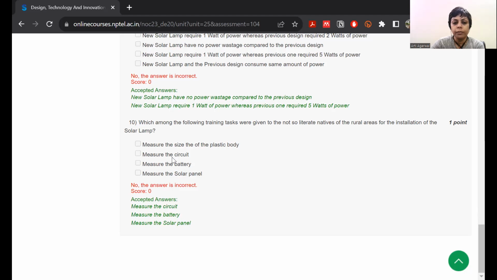That's not correct. Because circuit measurements require you to know how to use, say, a multimeter. The battery measurements also, similarly, solar panels. This is the more technical part of the whole process. So, with this, we have completed the previous week's assignment.